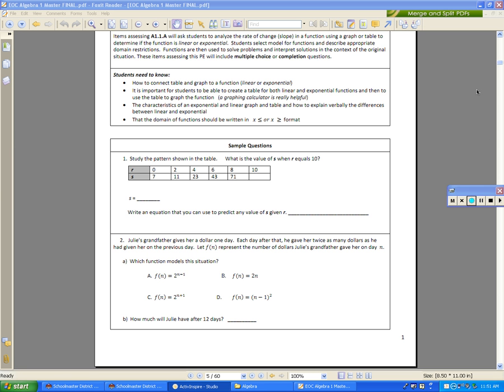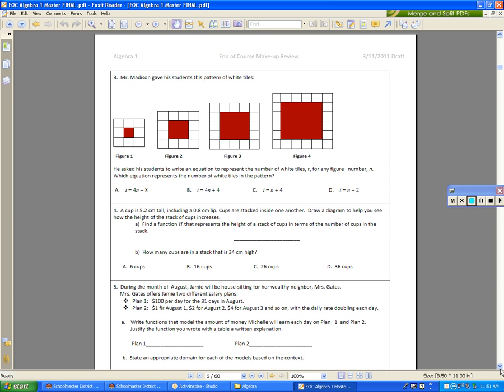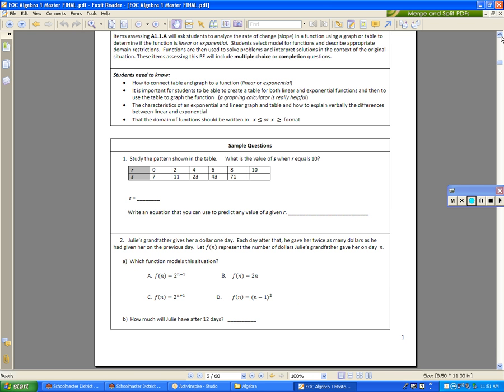So now if we take a look at the next one, it says, Julie's grandfather gives her $1 every day. Now we talked about that also. Remember we did that little game in here? And I said you could have $100 every day for a month, or you could start with a penny and then double it the next day, and the next day, and the next day, right? So we worked through this one also.